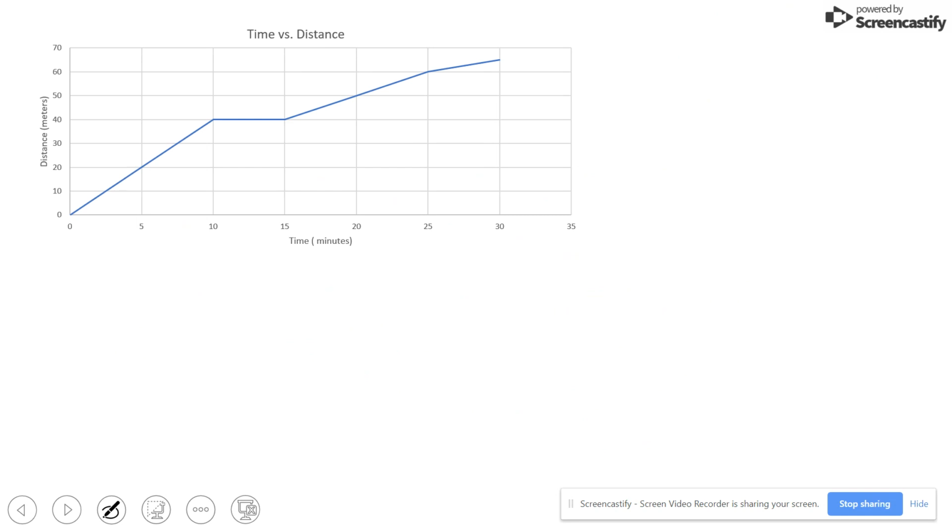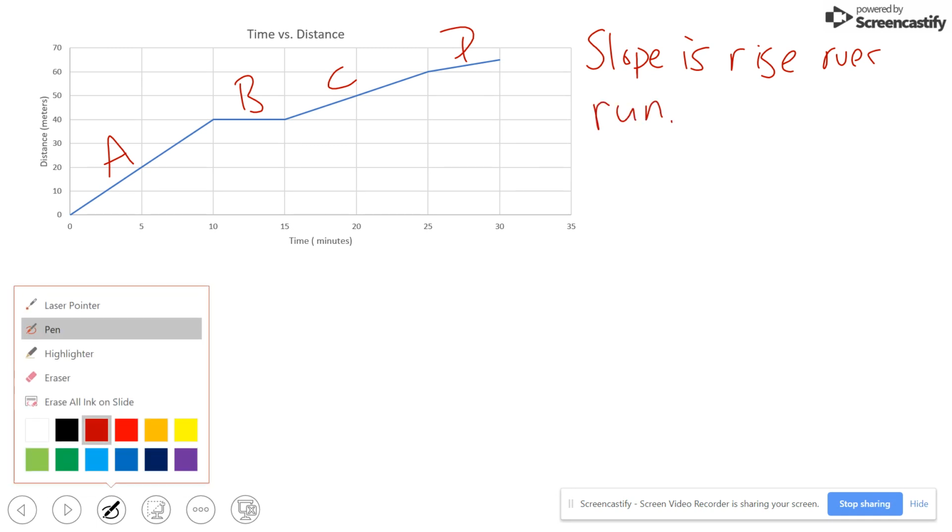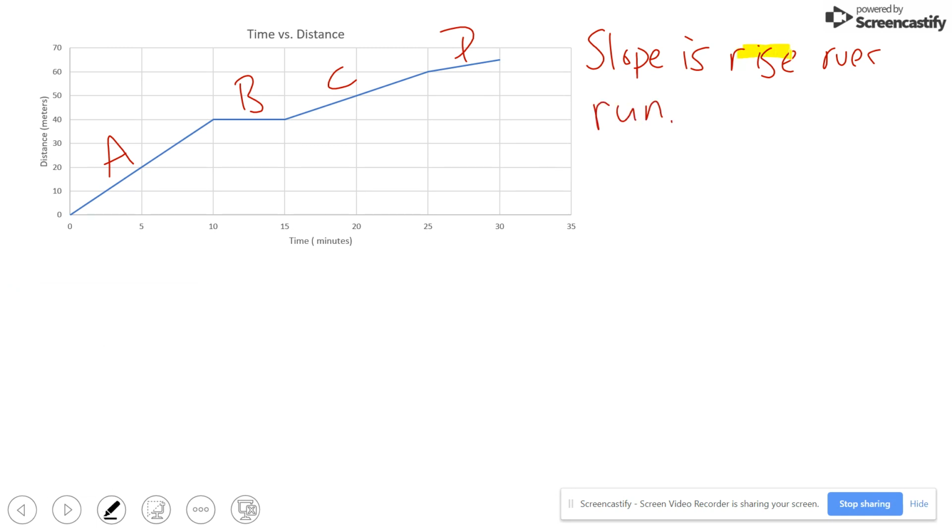If we look at our distance time graph on the next page, we have 4 different lines that we are going to look at: line A, B, C, and D. When we're looking at slope in math class, it is rise over run. Rise over run.